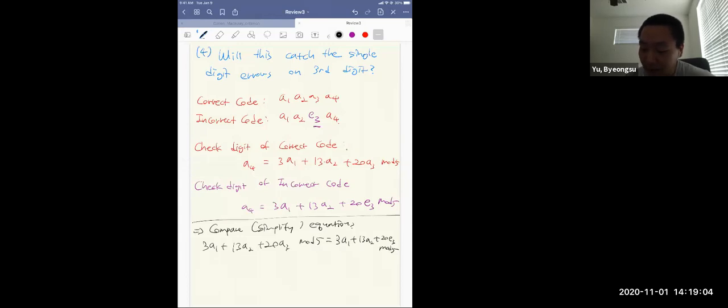Then you can see that 3A1 and 3A1 is the same part, so you can cancel out. And 13A2 and 13A2 is also the same part, so you can cancel out. Then what you get is 20A3 minus 20E3 mod 5 should be 0, right? So it means that 20 times A3 minus E3 is a multiple of 5 when the error will not be caught. Okay, is there any question before going further?